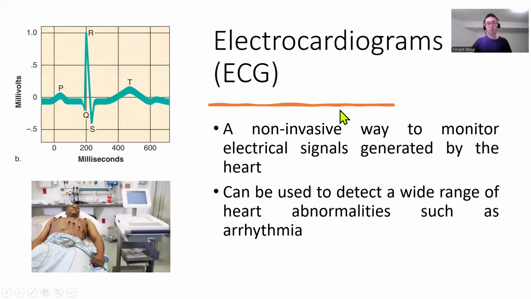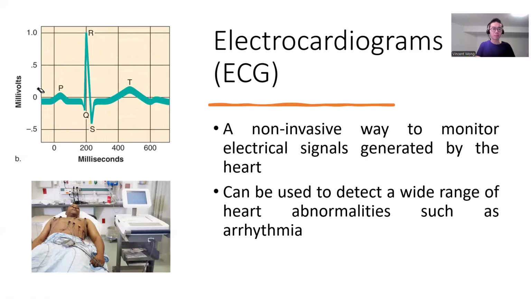So how do we see the heart rate? Okay, how do we see the signal that's being spread across the heart? Well, some of you might have done this before. It's a non-invasive way to basically monitor these electrical signals. Electrodes are placed onto the person's body at various locations, and then you can see the readout of the electrical signal on the screen. This is called an electrocardiogram or ECG.